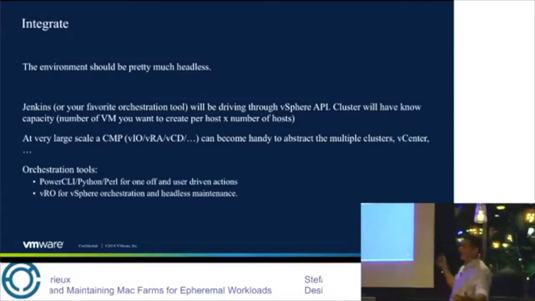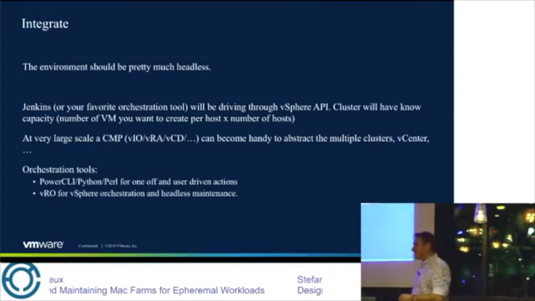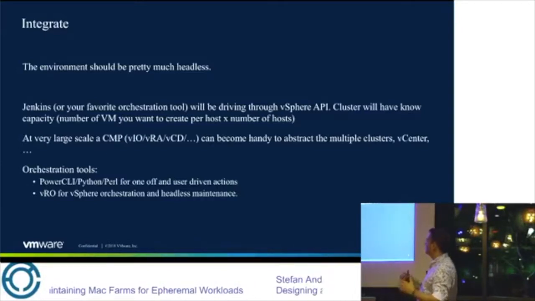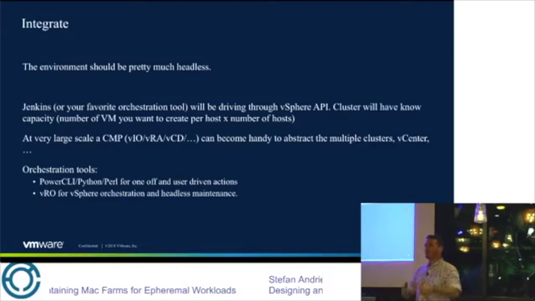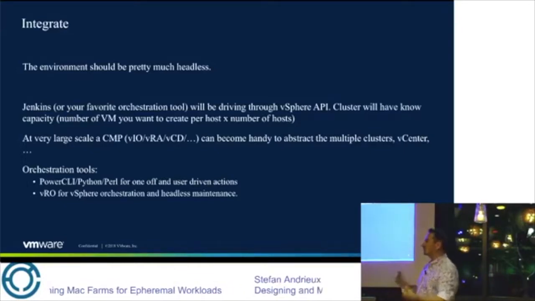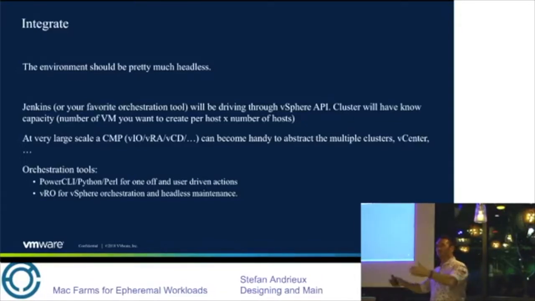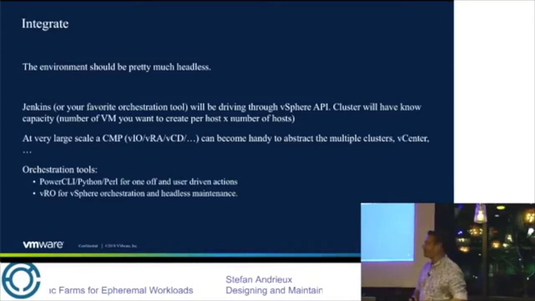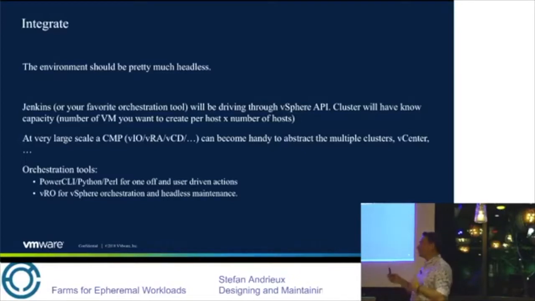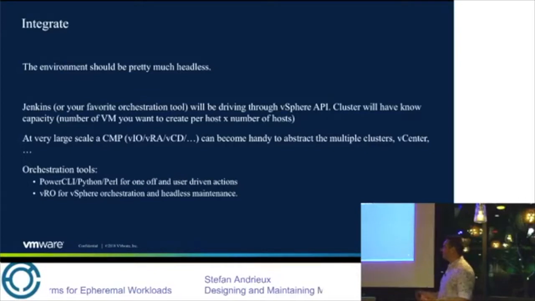A good one, everybody loves him, Jenkins, just because he looks good. Maybe other things. It's going to drive the vSphere API. Usually, you will define at that level how many VMs you're going to stuff per cluster and so on. And you can, in your script or your automation, build the logic to populate the VMs, deploy the VM, shut down the VM, and destroy it, and so on.